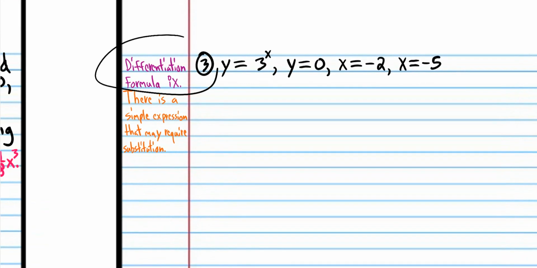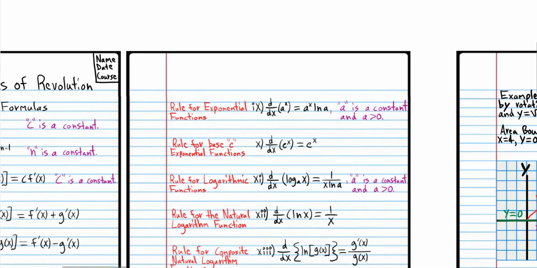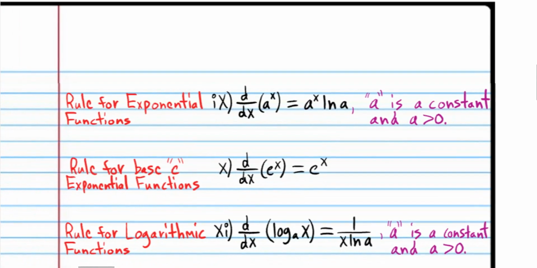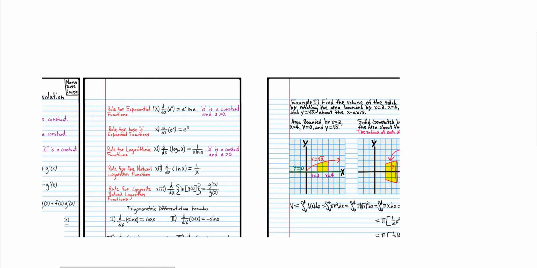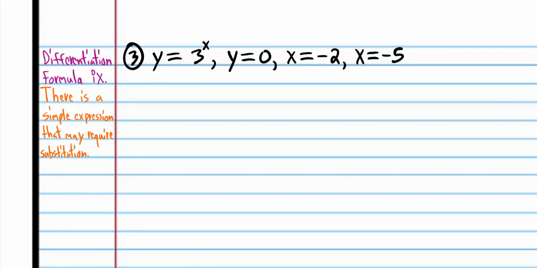Now be aware that you're going to need differentiation formula number 9. That's this formula here. You're going to need to know that the derivative of an exponential function is the exponential function times natural log of the base of the function, because when you find the antiderivative, you're going to go in the opposite direction. You're going to divide by natural log of 3 when you find the antiderivative.